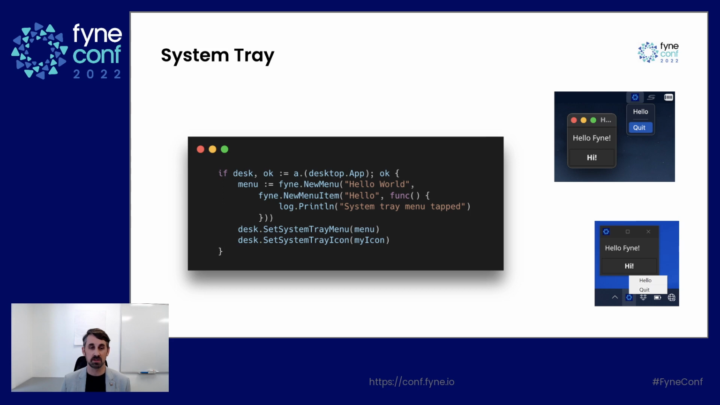We add a menu item called hello. And when that is tapped, we'll print out "system tray menu tapped". We just pass that menu into set system tray menu, which is going to set up everything. And no prizes for guessing, you can also set the tray icon, which is going to use a resource to set the icon that's going to be displayed.